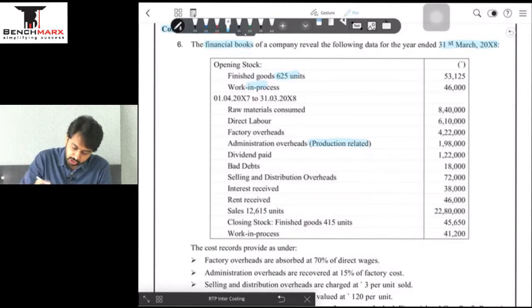Bad debts again not in cost sheet. S&D overheads of 72, interest received not a part of cost sheet, अपना income it goes on the credit side of P&L account in the financial records. Sales of so and so units, okay, and closing stock so and so units.